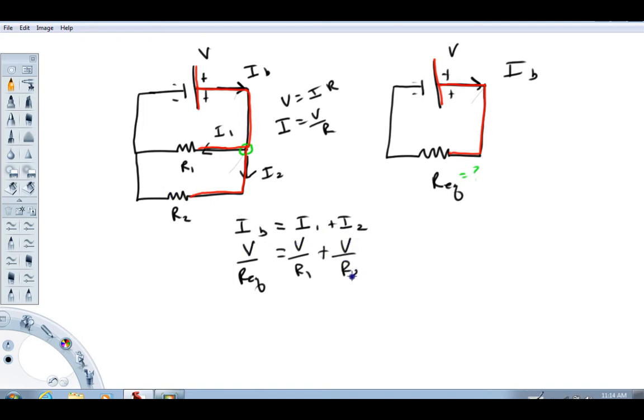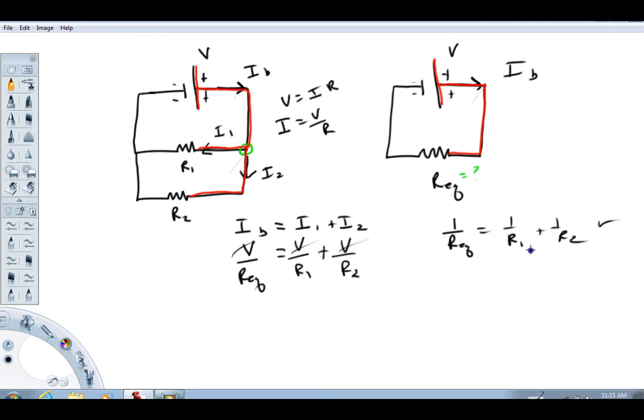Divided by R2. And because these are the same voltages, they divide out. And we get this relationship that 1 over R equivalent is equal to 1 over R1 plus 1 over R2. And this is how equivalent resistors are calculated, or the equivalent resistance is calculated for a parallel circuit.